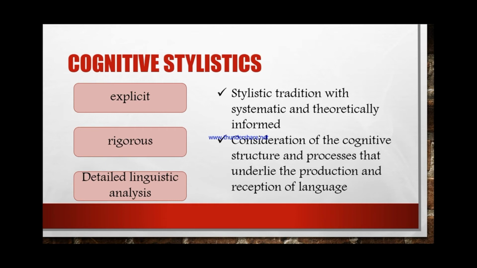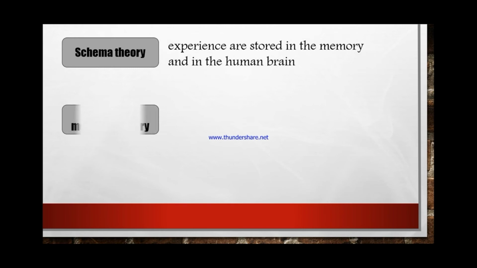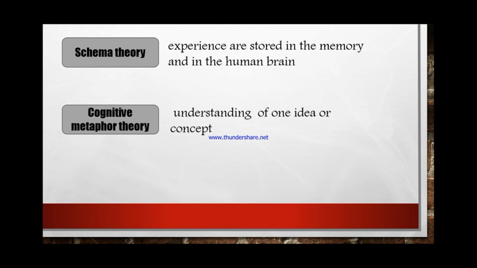Cognitive stylistics extended the boundaries of stylistic analysis of literature by articulating different theories, such as schema theory. All experiences are stored in memory, and the human brain actively draws upon this memory in the process of understanding and grappling with new experience data. Cognitive metaphor theory refers to the understanding of one idea or conceptual domain in terms of another.